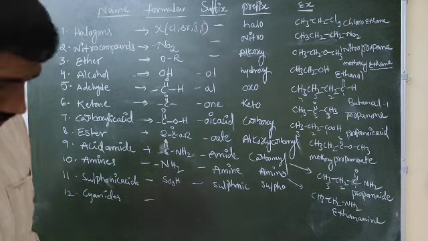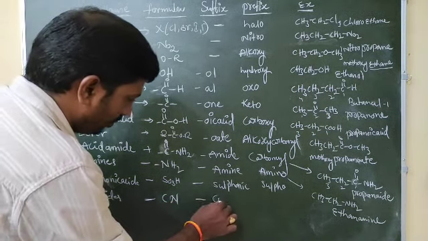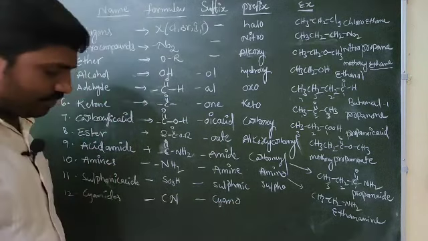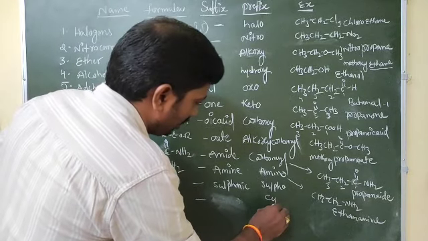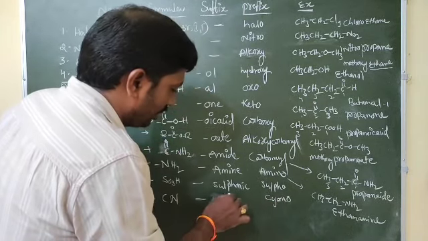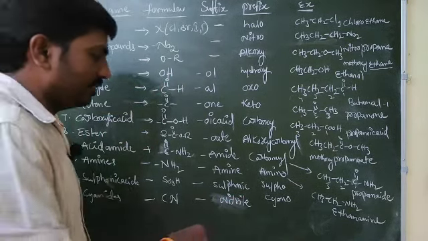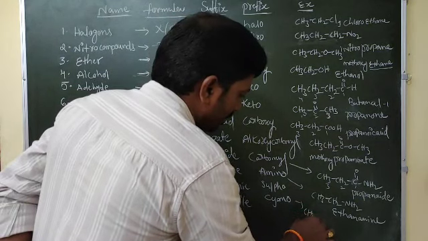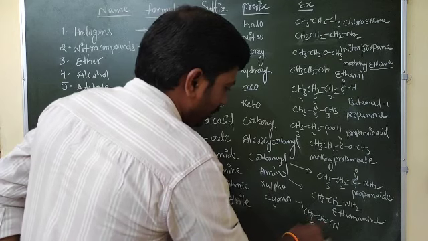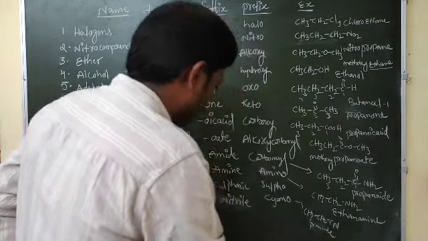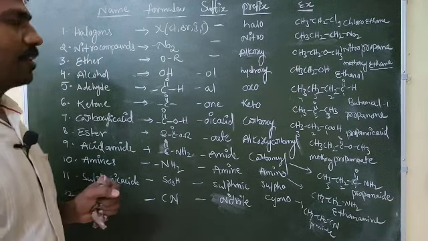Next one is cyanide, CN. We will write cyano as the prefix, and the suffix is nitrile. If it is CH3CH2CN, we will take 1 2 3, propane nitrile. So these are the functional groups.